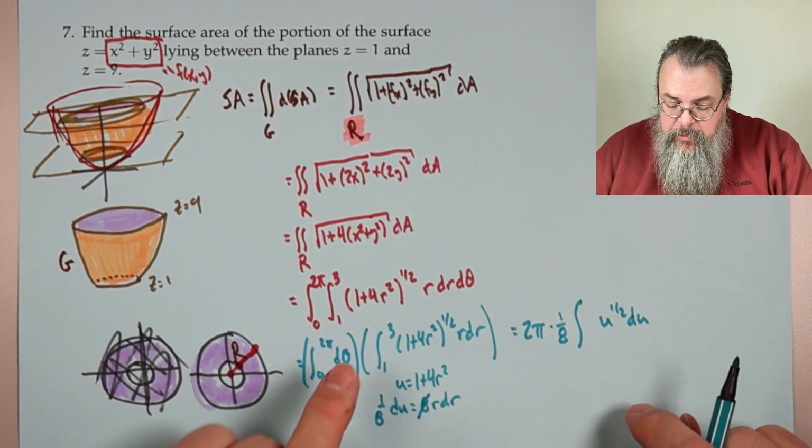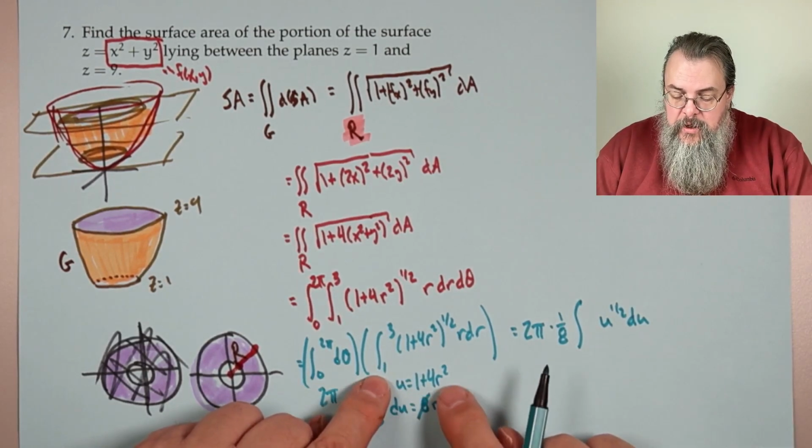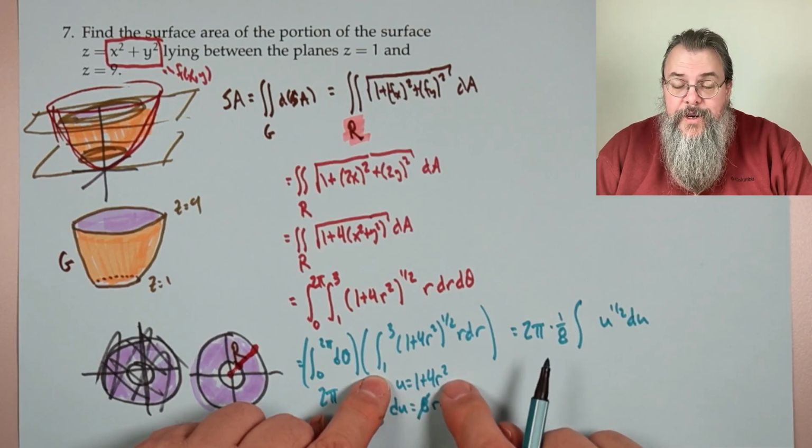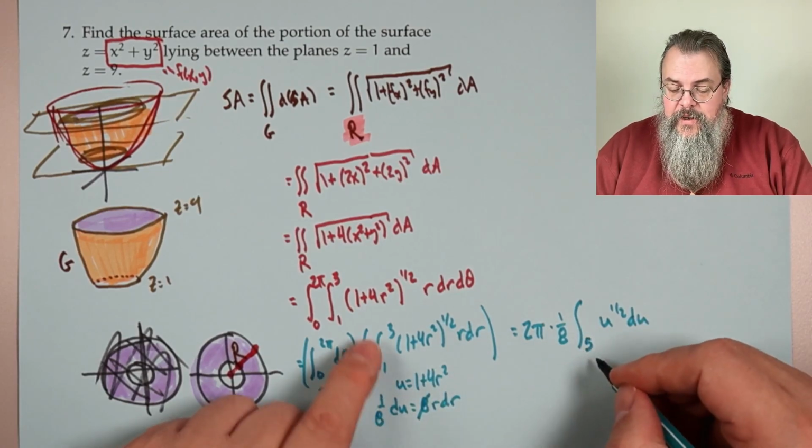The last thing is the bounds. Plug in r equals 1: 1 plus 4 makes 5. r equals 3.